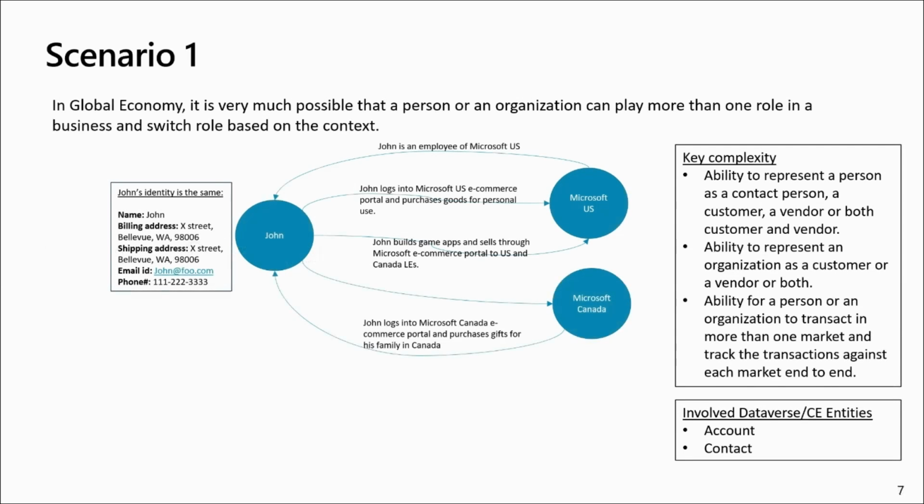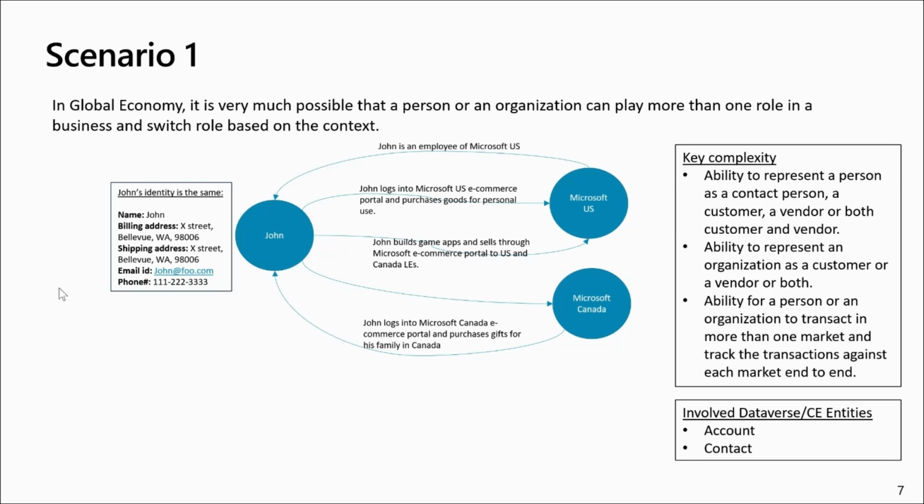The first scenario is where a person or an organization can play more than one role in a business, and he or she will need to switch roles based on the context. So, for example, John is an employee of Microsoft US, and at the same time, John can log into Microsoft US e-commerce portal and can purchase goods or software or hardware for personal use. Therefore, John, as a person, is an employee of Microsoft, but at the same time, John, as a person, is also a customer for Microsoft US.